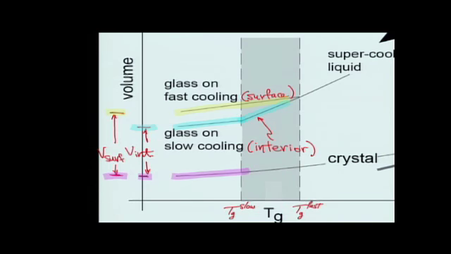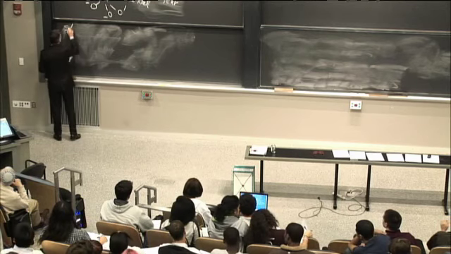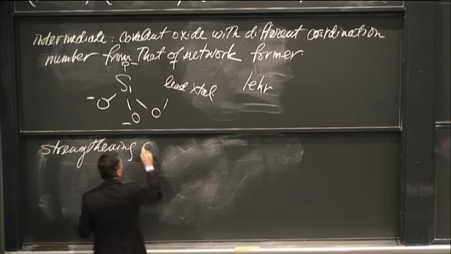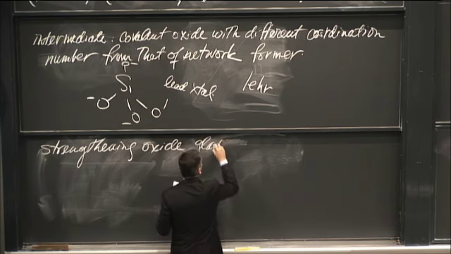I'm showing you that as we change the cooling rate, we change the amount of quenched in excess volume. So fast cooling quenches in more of the liquid free volume than slow cooling does. That's why this Vxs is small here, whereas Vxs is large here for the other one. I'm going to use that in glass strengthening. So I want to talk about strengthening glasses. Strengthening, here we're talking about silicates or borates, strengthening oxide glasses.